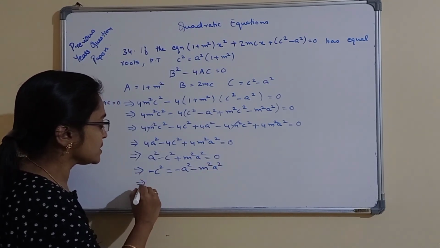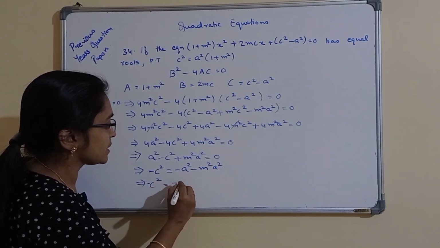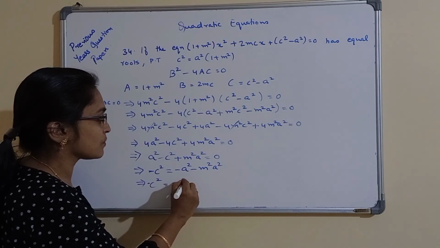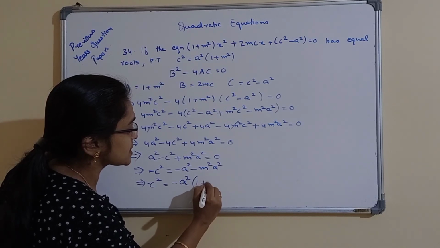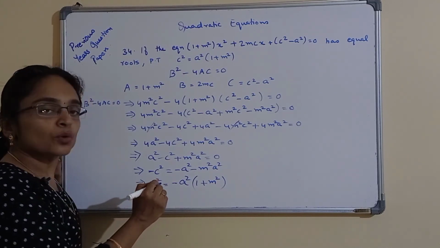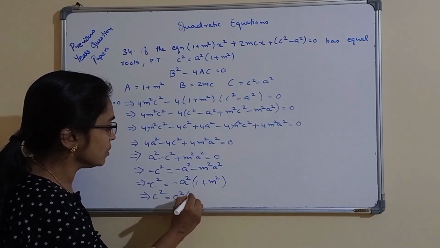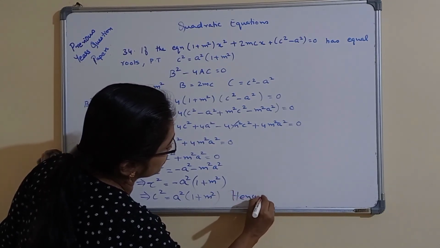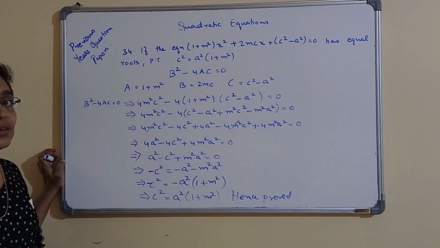Okay. So minus is there in both these terms. So c square minus c square equal to minus of, here a square is there in both these. So we can take a square common, minus a square common, and we'll have 1 plus m square. So we have got this minus c square equal to minus a square into 1 plus m square means c square equal to a square into 1 plus m square. So hence proved. We have proved that c square is equal to a square into 1 plus m square. Okay, understood?